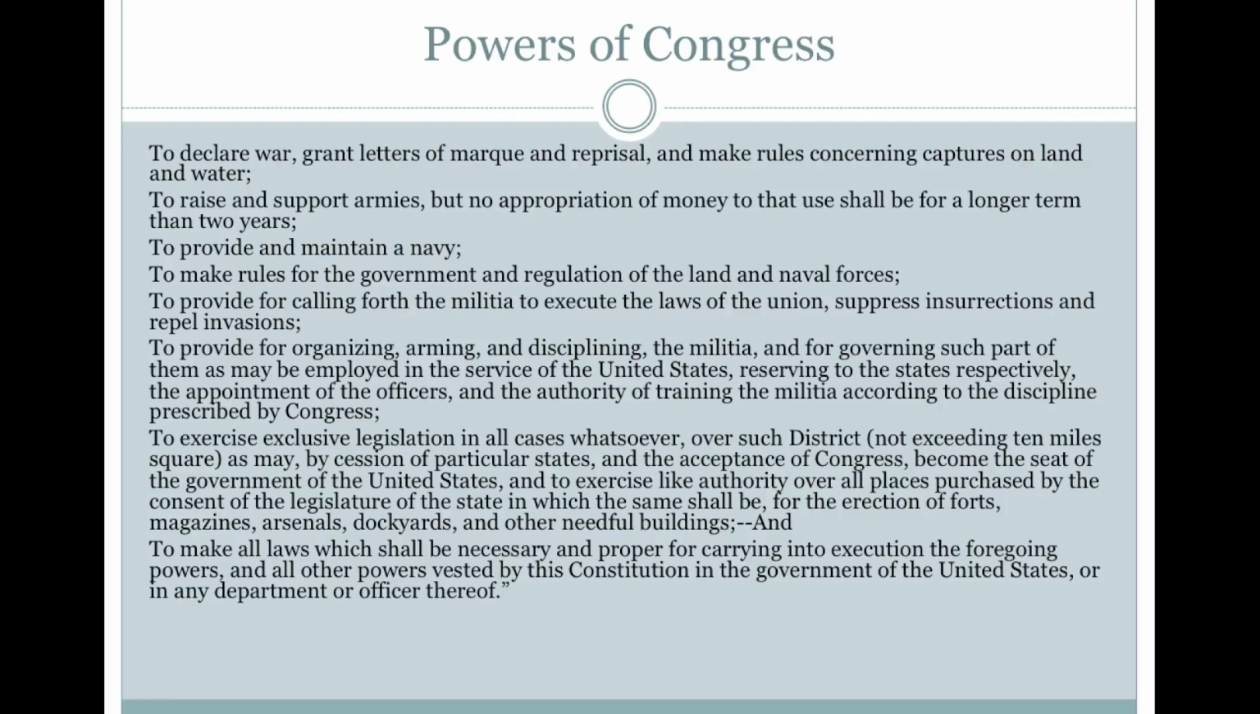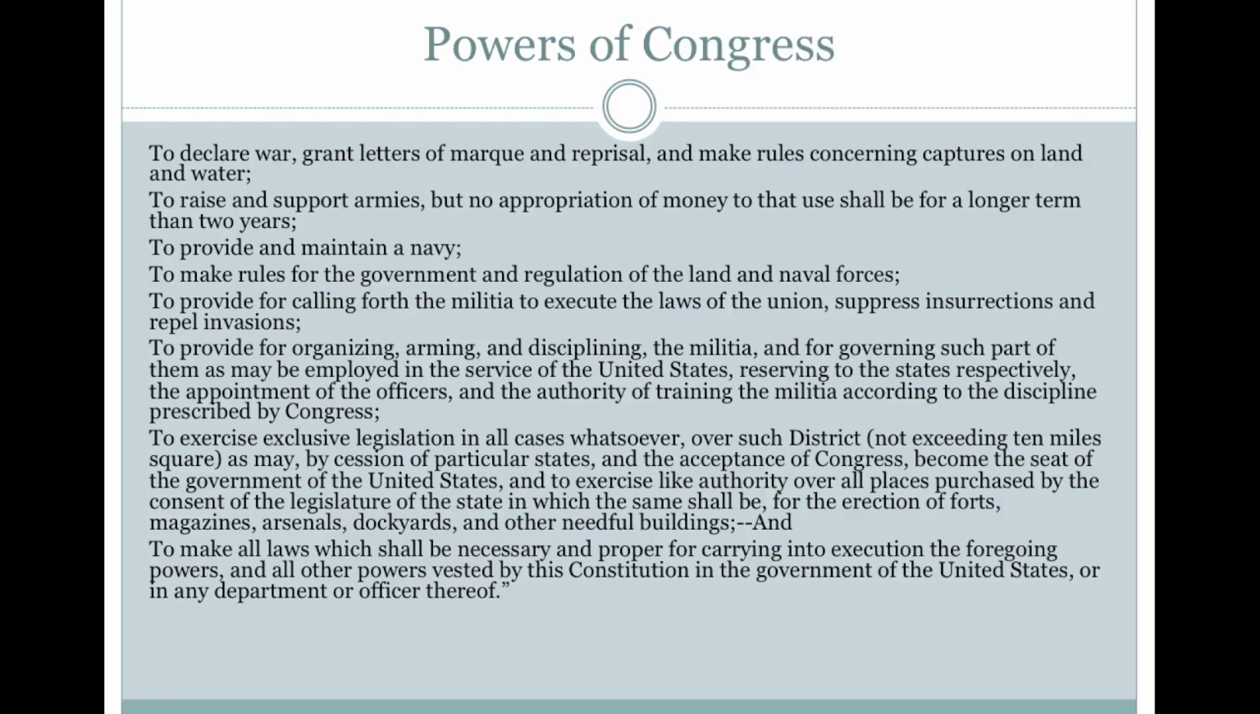Okay. To raise and support armies, but no appropriation of money to that use shall be for a longer term than 2 years. Again, prior to the Constitution, the central government could not ask for any armed forces, so General Washington basically had to beg for forces and supplies during the American Revolution. So again, the Constitution changes that.